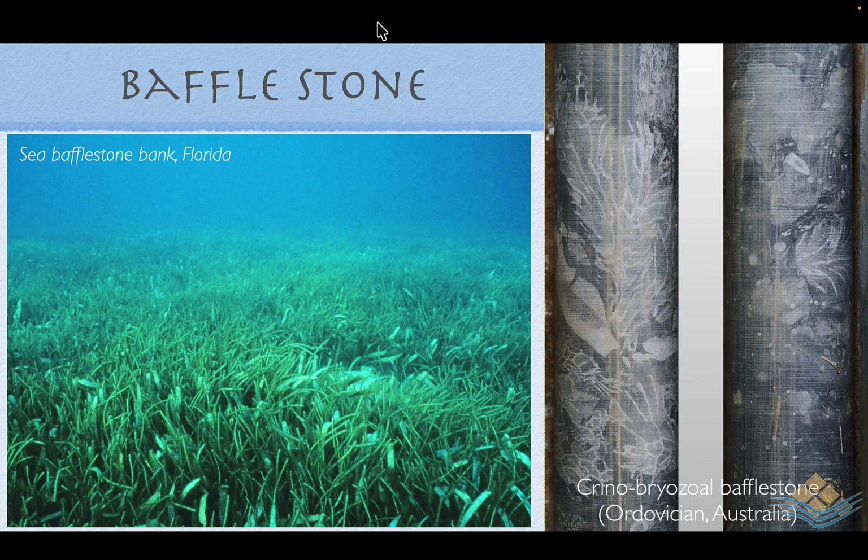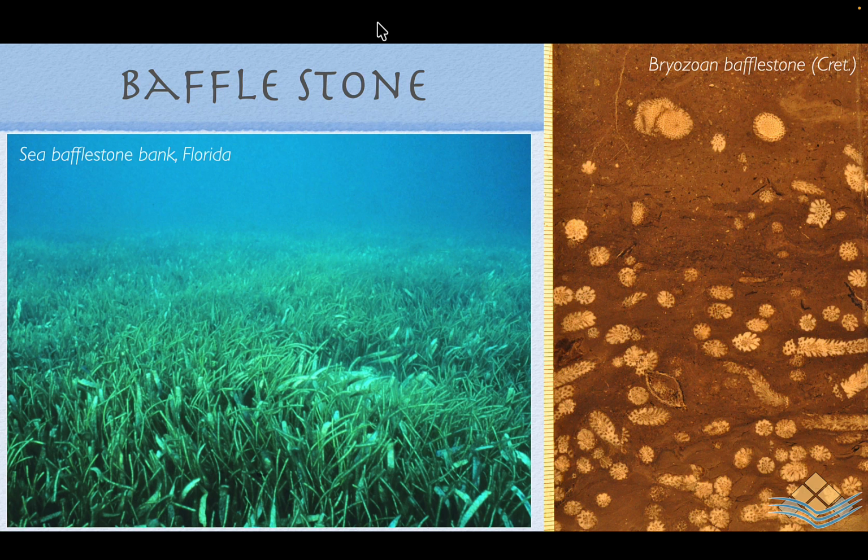Here's an example of a bafflestone bank in Florida where we're accumulating wackestones in between the seagrass fronds. A lot of the coarser material in the sediments in between the seagrass fronds, as we'll see in the next module, is coming from the epibionts living on the surface of those seagrass fronds. On the right, we have an Ordovician example of a crinoid bryozoan bafflestone, the bryozoans still in place. Here's another example of a bryozoan bafflestone from the Cretaceous. These are all examples where we've had baffling effects. Bafflestone, bindstone, and framestone are all subdivisions of Dunham's original classification of boundstone.